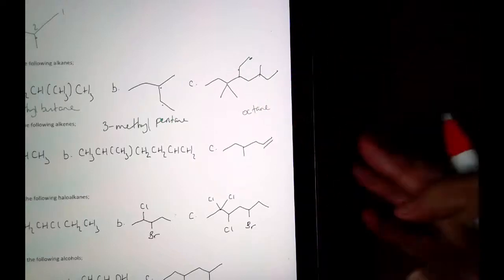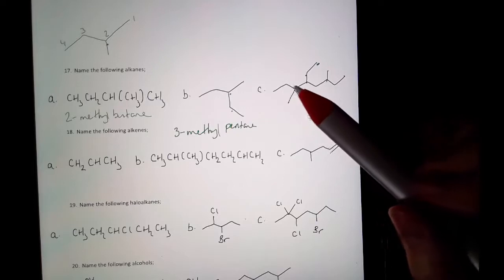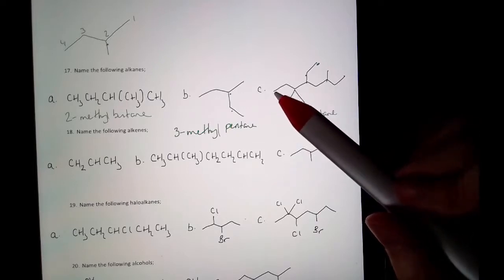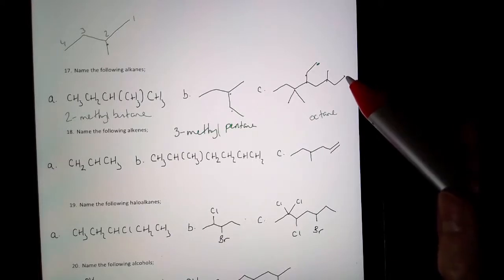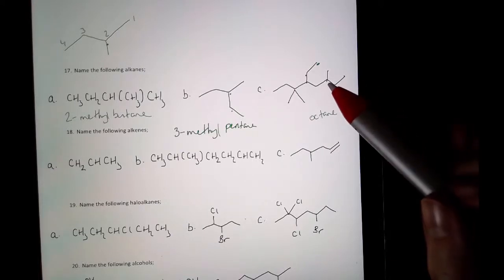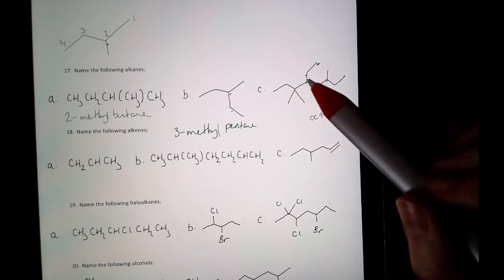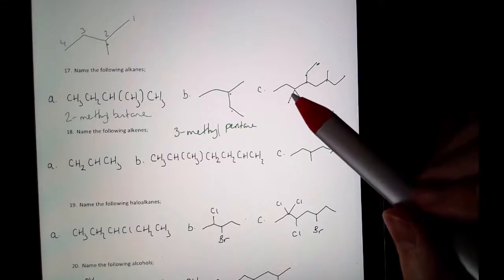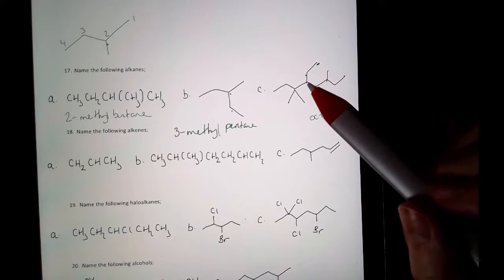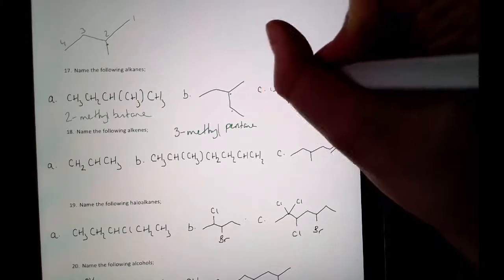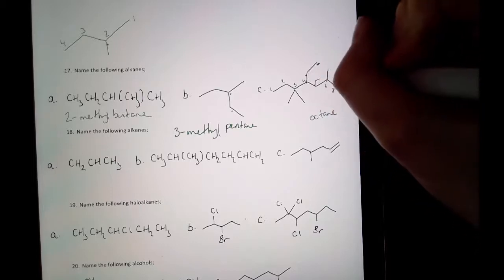Now I need to know, do I go from left to right or right to left? If I go from left to right, my first substituent is on carbon 3. If I go from right to left, my first substituent is on carbon 3. Okay, so there's nothing to choose there. But if I go left to right, my second substituent is on carbon 4, so I'd have 3 and 4, but going this way, I've got 3 and 5. So I want to give the lowest possible numbers to my substituents. I'm going to go 1, 2, 3, 4, 5, 6, 7, 8.